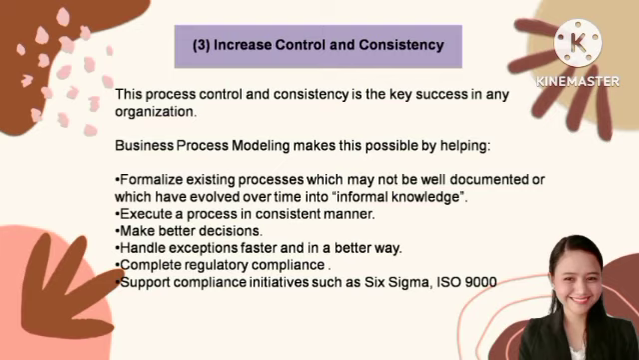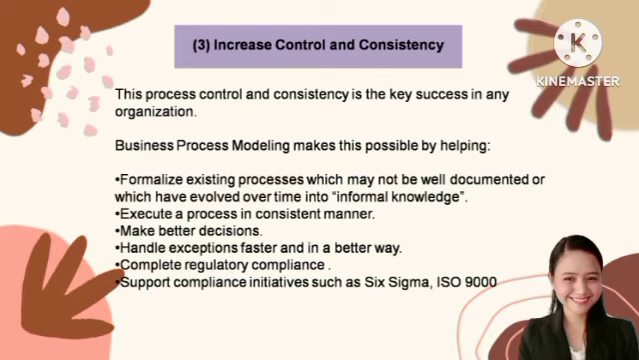Organizations and companies that succeed are ones that ensure their business processes and rules are well designed and they are consistently applied the same way every single time. This process control and consistency is the key to success in any organization. So business process modeling makes it possible by helping formalize existing processes which may not be well documented or which have evolved over time into informal knowledge. Execute a process in a consistent manner, because instead of relying on people to remember to do the right thing, the documented process can be given to the business users.